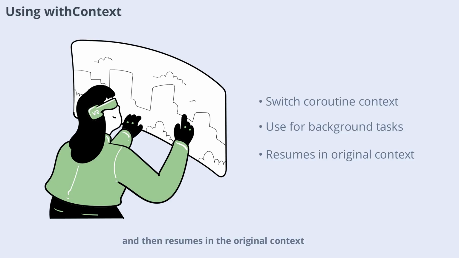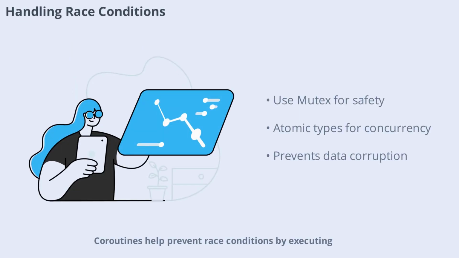the original context. Coroutines help prevent race conditions by executing code sequentially within a single thread or dispatcher. However, if you need to access shared mutable state concurrently, use synchronization mechanisms like mutex or atomic types. This ensures thread safety and prevents data corruption.